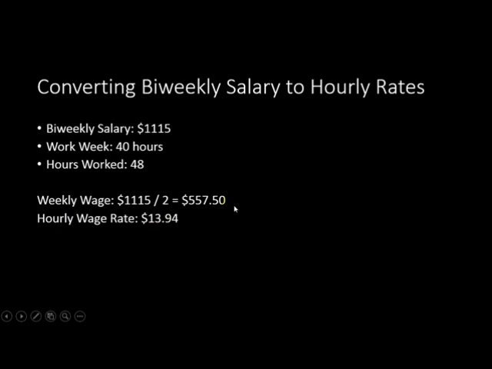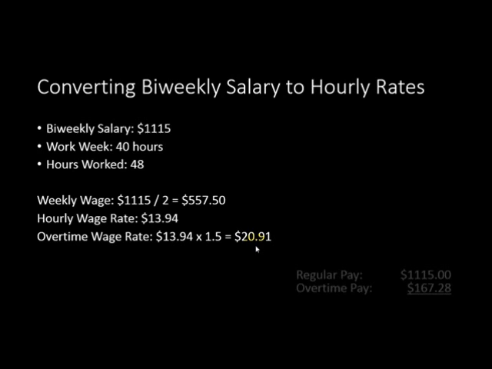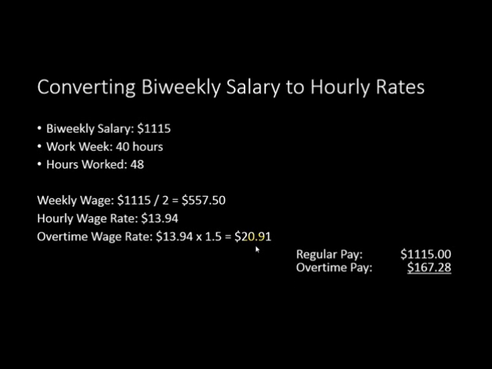That is taking the $557.50 and dividing by 40. The overtime wage rate is calculated by taking the hourly wage rate of $13.94 multiplying by 1.5 to give us $20.91 as overtime wage rate. The regular pay, $1,115. Overtime pay, $167.28. For total gross pay of $1,282.28.